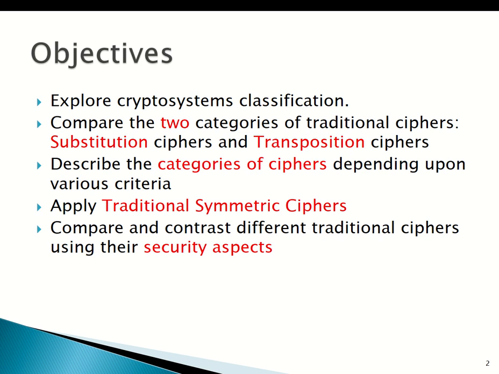Somehow we will describe the category of the cipher based on various criteria, as we will see, and we also apply some of the traditional symmetric ciphers as an example of each one, and then we will compare traditional ciphers with some other traditional ciphers using their security aspects, either the key or the length of the key or the way they encrypt the text message. Now let's start.